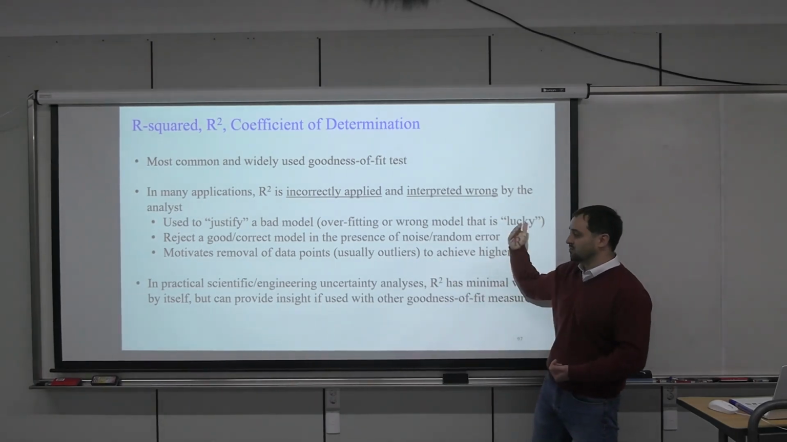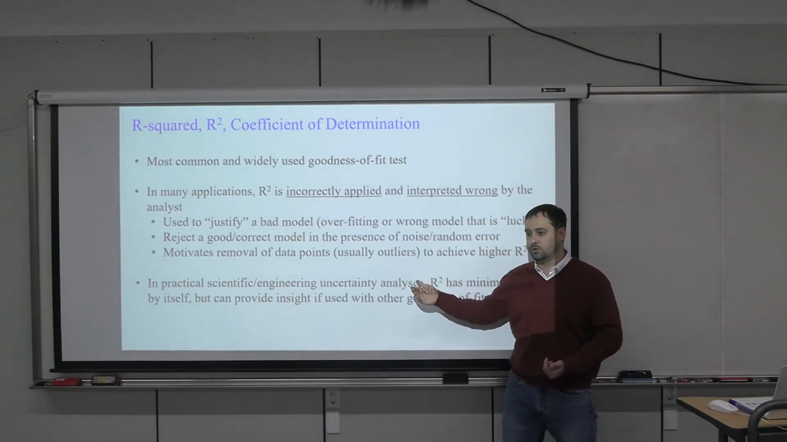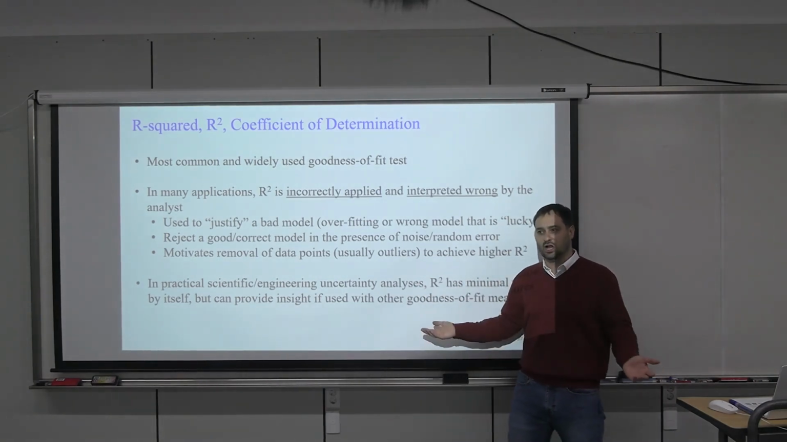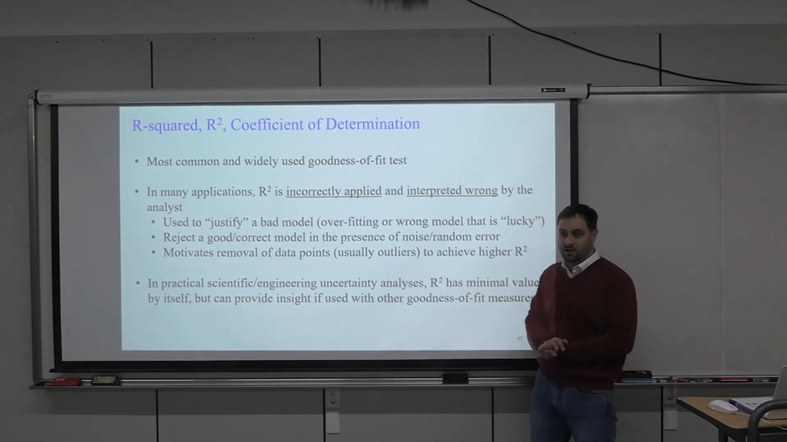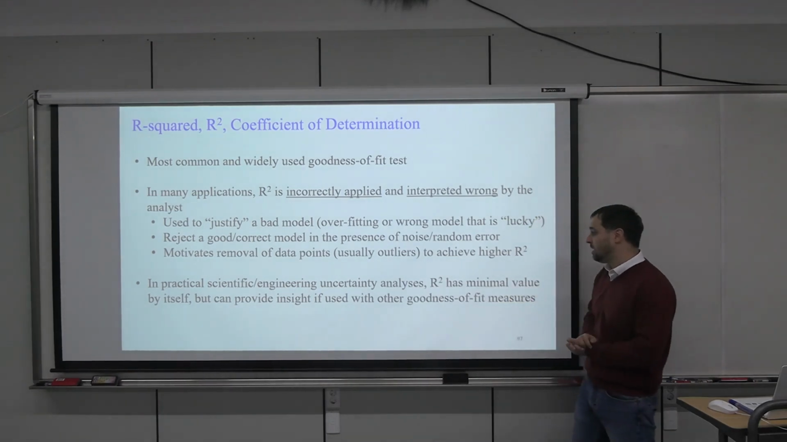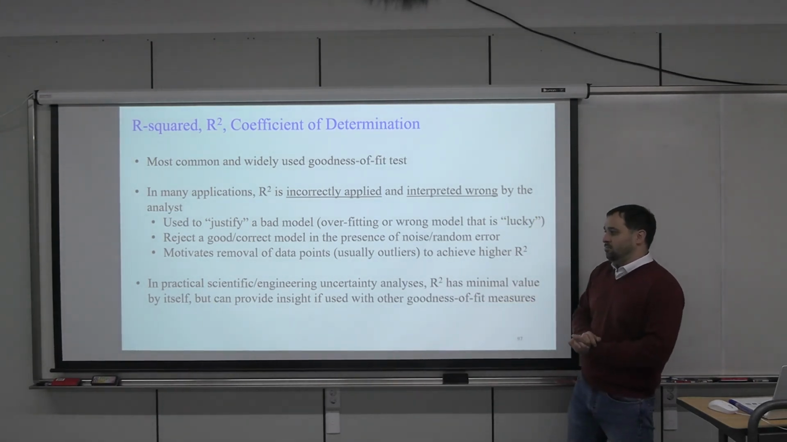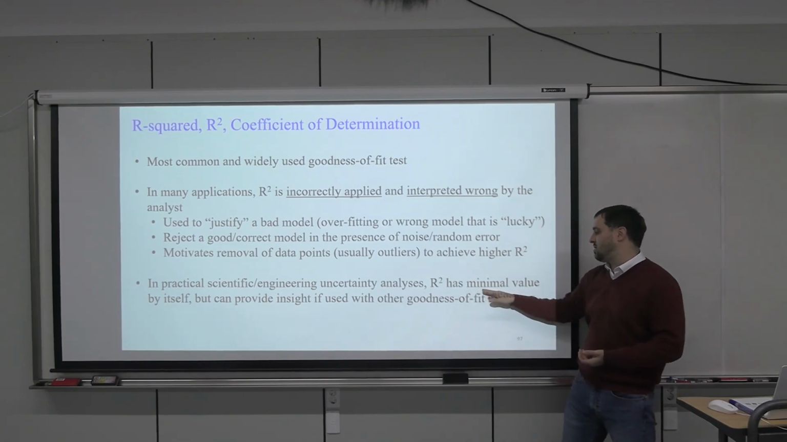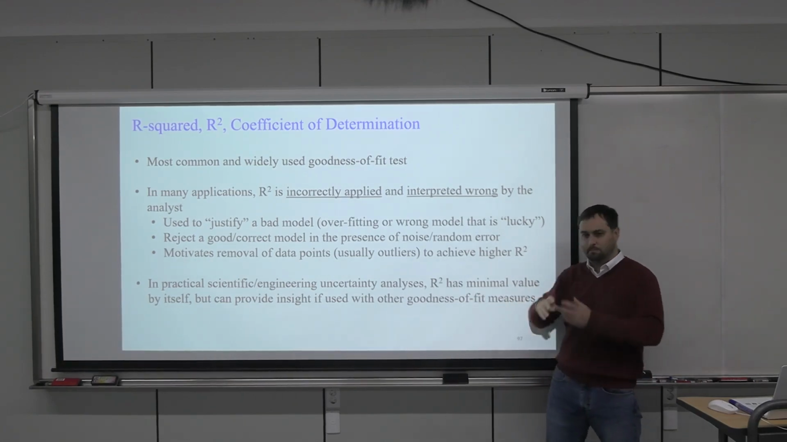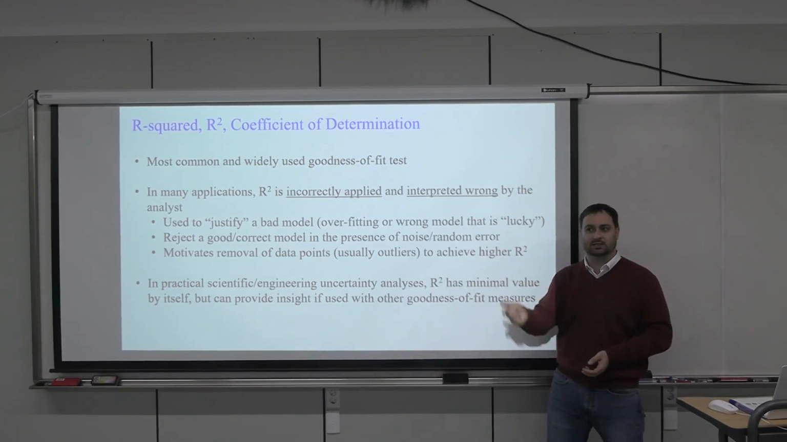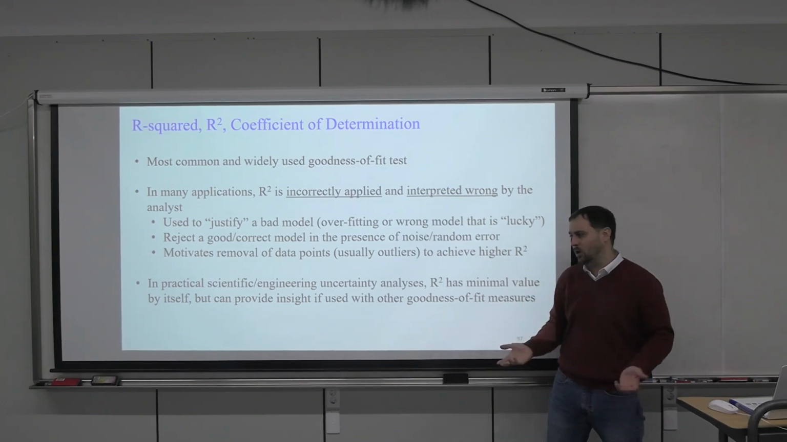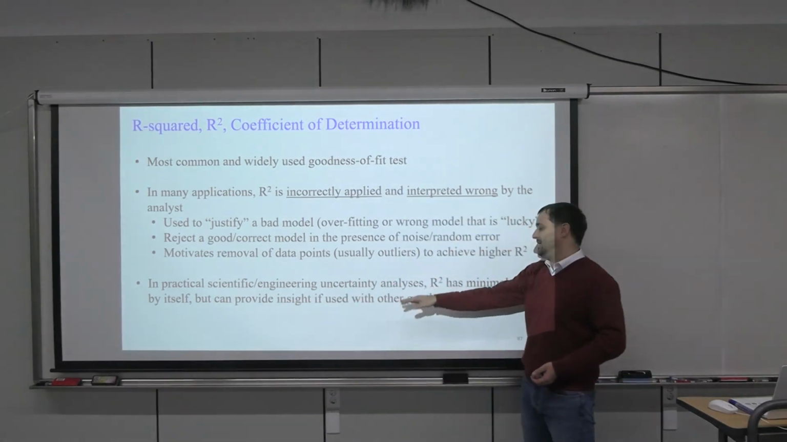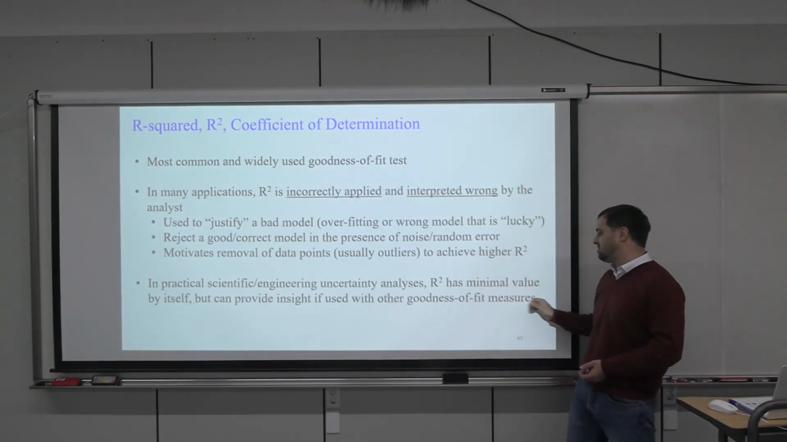But researchers will remove data points to achieve a higher R squared, and then they stop with their analysis of their regression model. And so in the practical scientific and engineering uncertainty analyses, R squared has minimal value by itself. Once again, it's just a number, and it's a rather simple number as well. But it can provide insight if used with other goodness of fit measures.